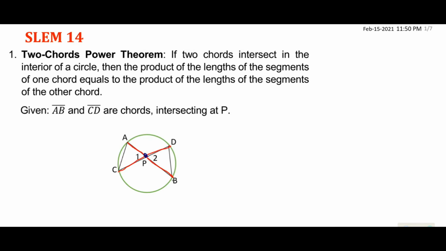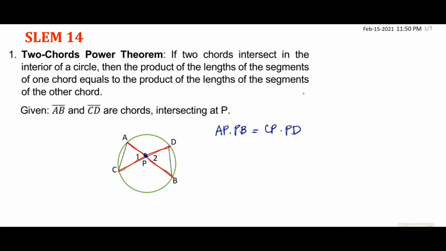So, nagkaroon ng nahati yung chord. So, meron kang apat na segments dyan. We have segment AP, segment PB, segment CP, and segment PD. So, doon lang maglalaro yung ating mga computation. So, we have there AP times PB is equal to CP times PD.